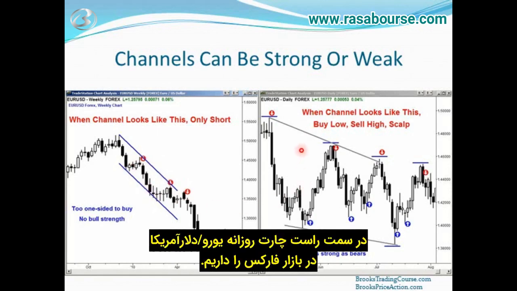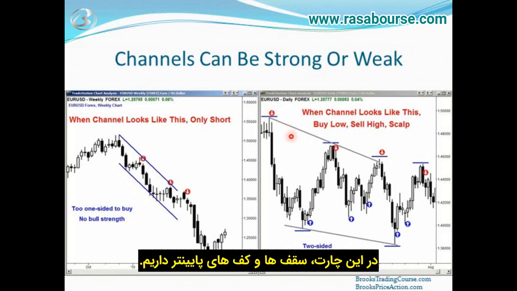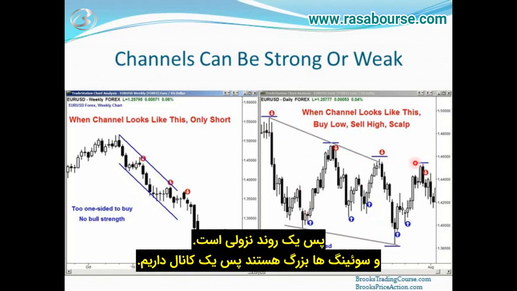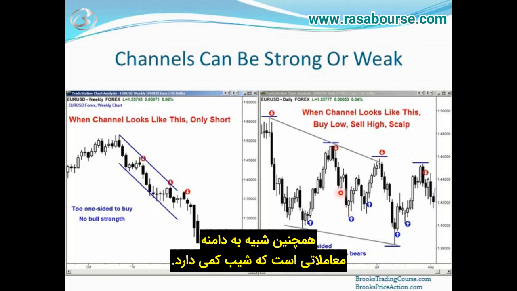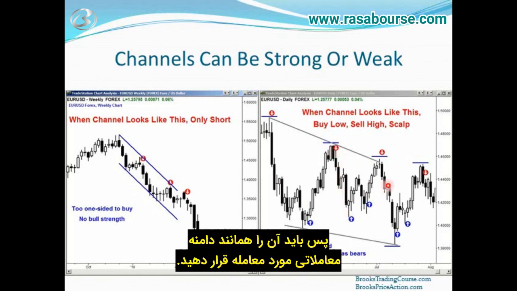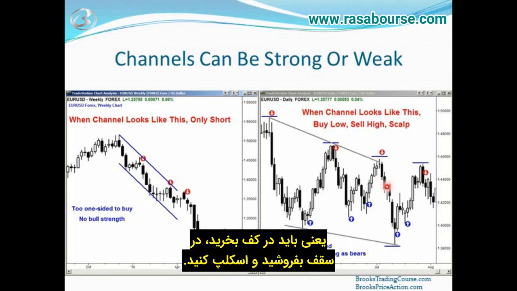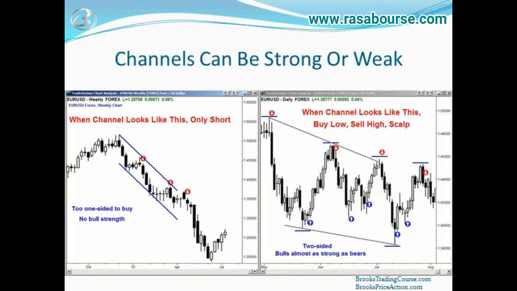On the other hand, when you look at this on the right, this is the daily euro versus the dollar, Forex. It's forming lower highs and lower lows, so it's a bear trend, and the swings are broad, so it's a channel, but it's almost like a trading range that has a slight slope to it.